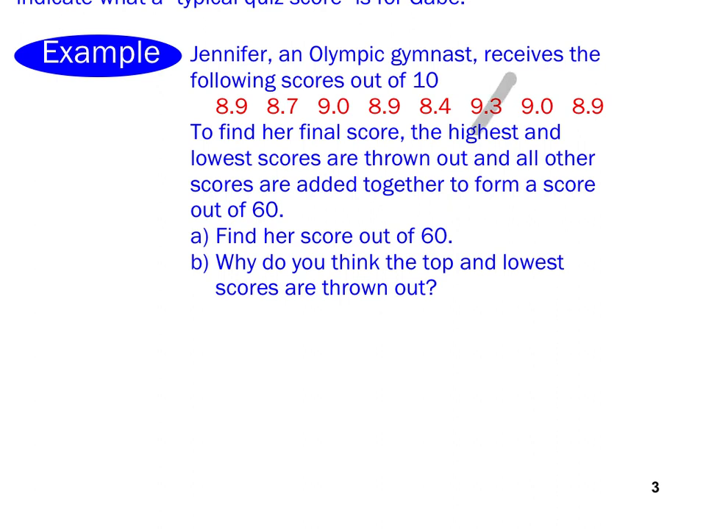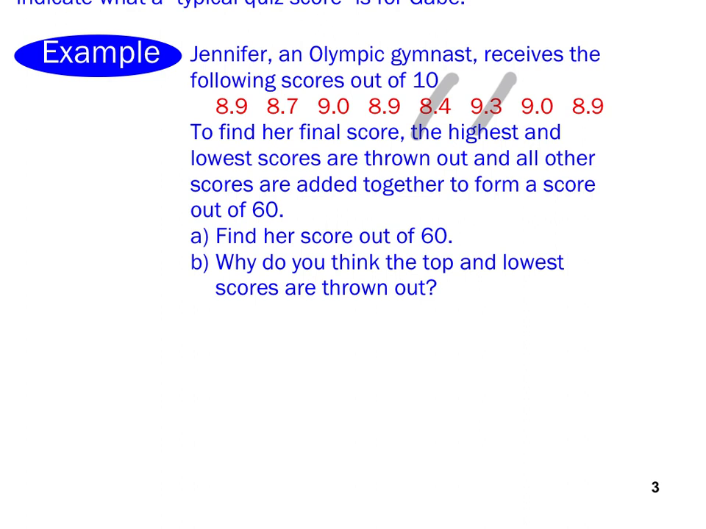9.3. Great. What's the lowest? 8. Good. Perfect. So those are the scores we're throwing out. So there are 6 scores that remain, and we're going to add them together to get a score out of 60. Okay?